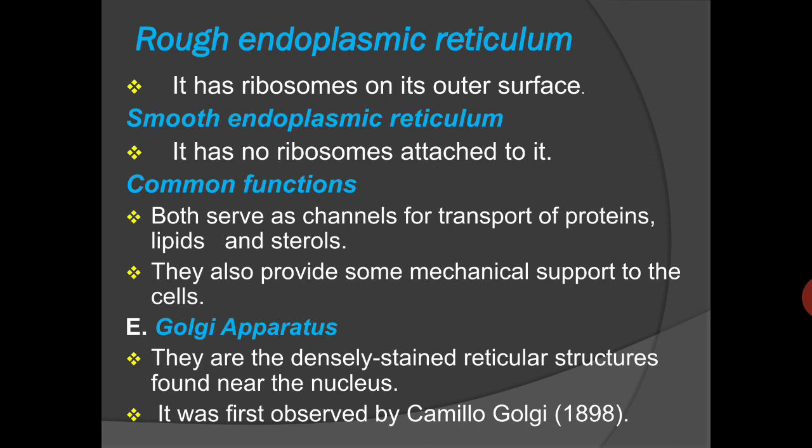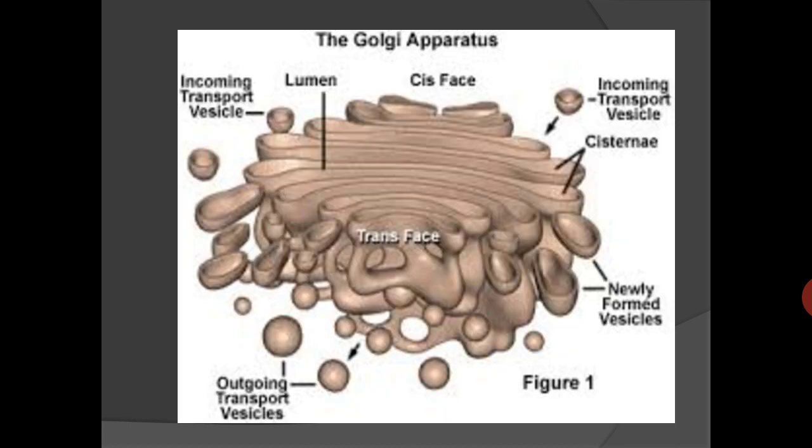Another organelle is known as the Golgi apparatus. It was first observed by Camillo Golgi in 1898, and it is a dense reticular structure that is found near the nucleus. This is the structure of the Golgi apparatus, with cisterna-like structures and newly formed vesicles. Lumen means the empty spaces are also there, and the outgoing transport vesicles transport the material. So this is known as the Golgi bodies or Golgi apparatus.